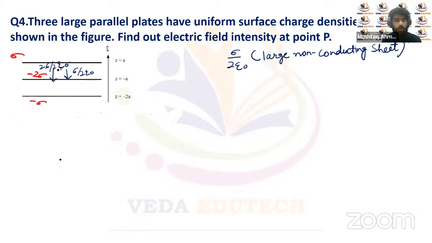2 sigma upon 2 epsilon naught. And because of this negative sheet here, once again, this field will be along this direction. Its magnitude will be sigma upon 2 epsilon naught. It means the net field here at this point P will be the summation of these three fields, right? All the three fields are along the same direction, so the net field will be the algebraic sum of the three fields. That will be 2 sigma upon 2 epsilon naught, right?